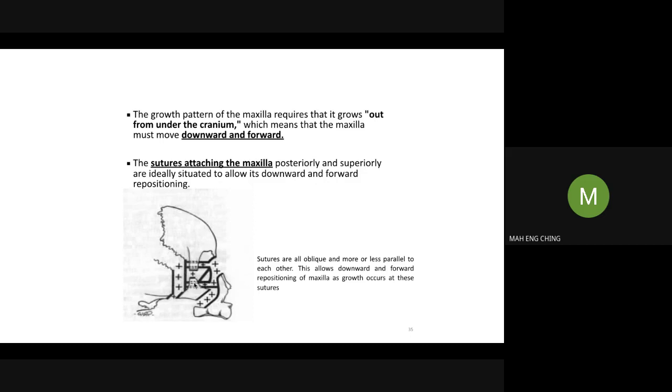So you see the maxilla is attached to the base of the skull by the sutures. When all these sutures enlarge or we have remodeling, that's how the maxilla will grow away from the base of the skull. So the sutures are all oblique and more or less parallel to each other. This allows the downward and forward repositioning of the maxilla, and growth occurs at these sutures. So when at these sutures we have more bone deposition than resorption, they will push these two bones away from each other. That's how we get the growth, remodeling and displacement.